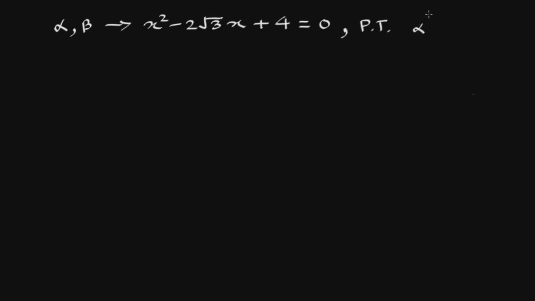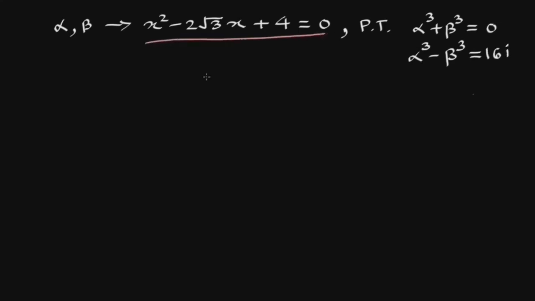In the next problem, it is given that α and β are the roots of the quadratic equation x² − 2√3 x + 4 = 0, and we have to prove that α³ + β³ = 0 and α³ − β³ = 16i. We will solve this by using the quadratic formula. So we have a = coefficient of x², which is 1, b = coefficient of x, which is −2√3, and c = the constant term 4.